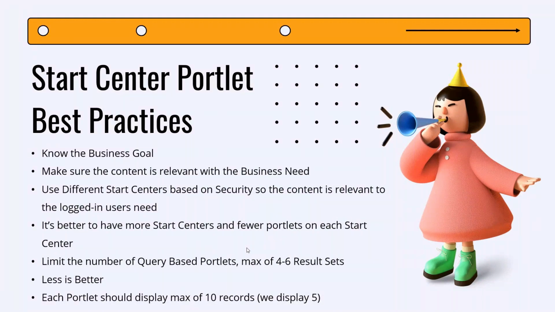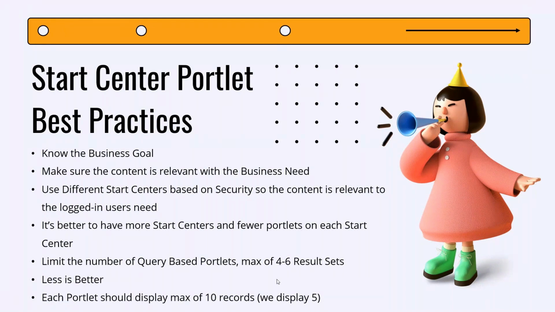Also, it's better to have more Start Centers and fewer portlets on each Start Center. This helps with performance, as each portlet request generates a separate query to pull in the data from the database. You want to limit the quantity of portlets on the Start Center. It's best to have 4 to 6 on the Start Center. If more are needed, an additional Start Center tab to display the other portlets is best.